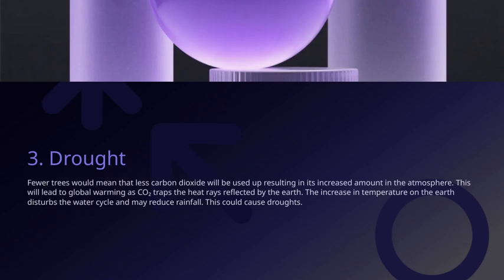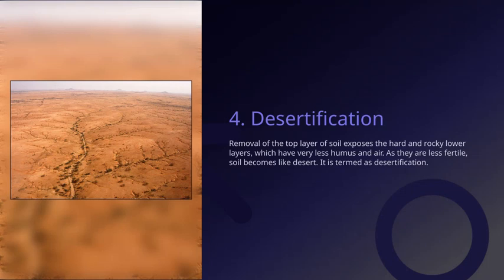This connects directly to the overall theme of how human actions, like deforestation, can accelerate climate change and cause a ripple effect of environmental problems. So, protecting our forests isn't just about trees, it's about maintaining the balance that keeps our climate stable and our water cycle functioning properly. Let's talk about desertification.